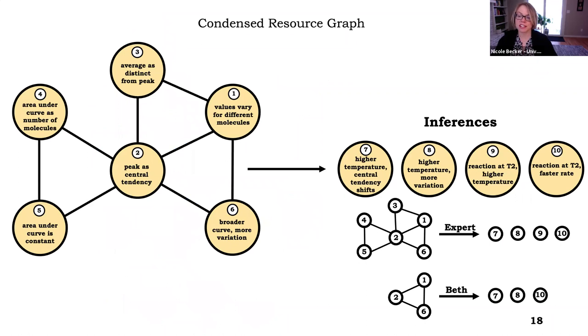In our construction of the condensed resource graphs, we noted the presence or absence of knowledge elements and linking connections in a predetermined structure. This predetermined structure was based on the most expert-like reasoning we observed, which agreed with our own discussions of what knowledge elements and connections would be reasonable for a general chemistry student to make for the particular prompt. As I mentioned, we also indicated which correct inferences a student was able to make from the interview prompts.